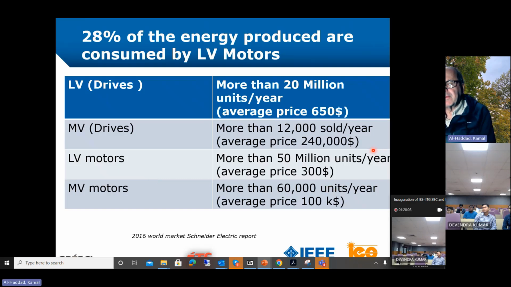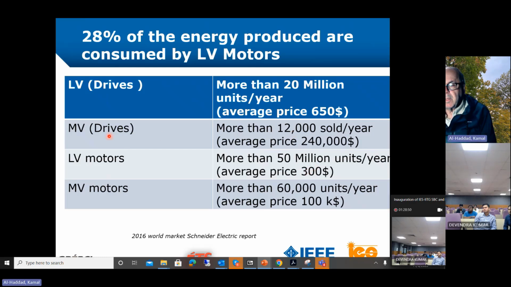Another big problem that I want you to be aware of will lead you to design much more efficient power electronic systems, which is the drive. The low voltage motors consume 28% of the energy produced. You have the low voltage motors, you have the medium voltage motors, and look at here. Medium voltage drives. This is the low voltage drive. 150 million units a year of low voltage drives. Very cheap.